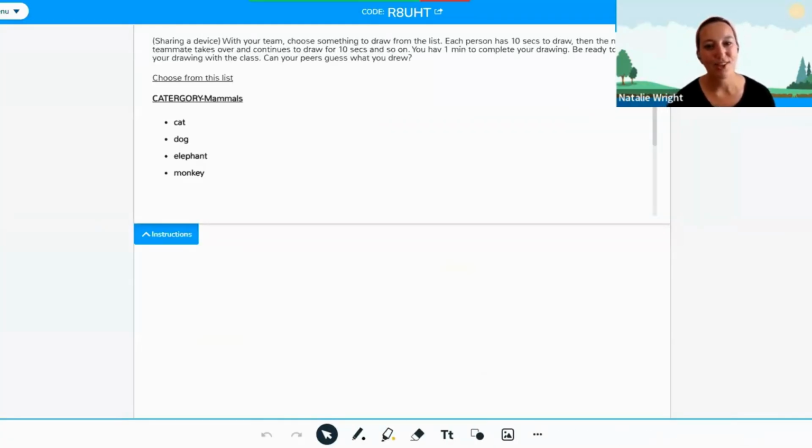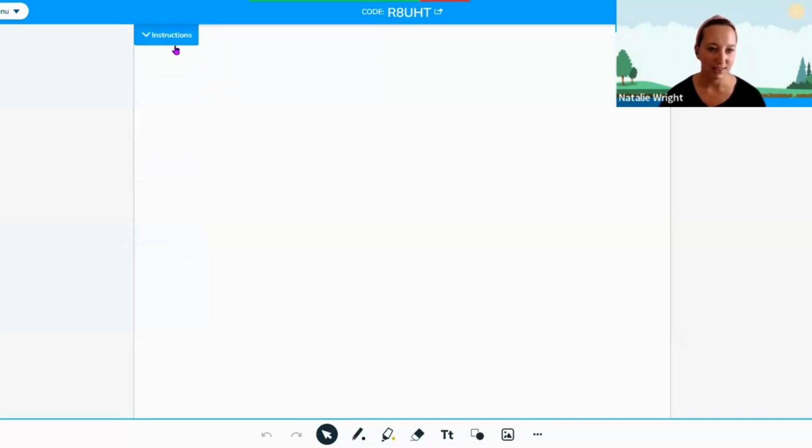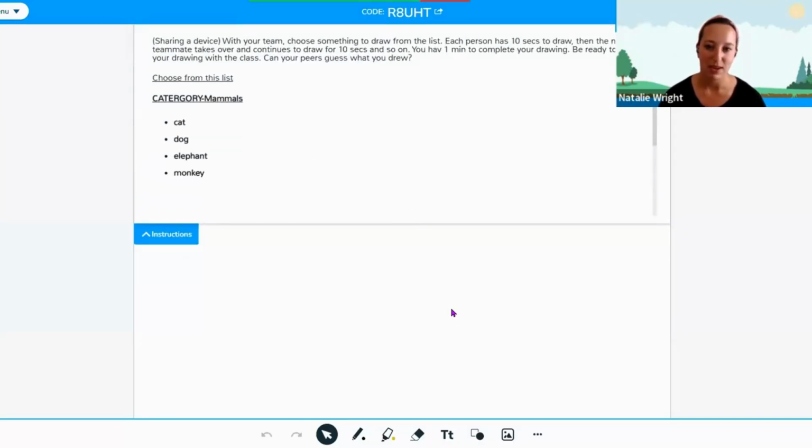Okay, our next one's Draw It. So here's our next game. It is just a blank slide, so this would be a very easy one to implement for your classroom. I'm going to play a game with you first, and then I'll explain how we can do it for Teams or your sharing devices.